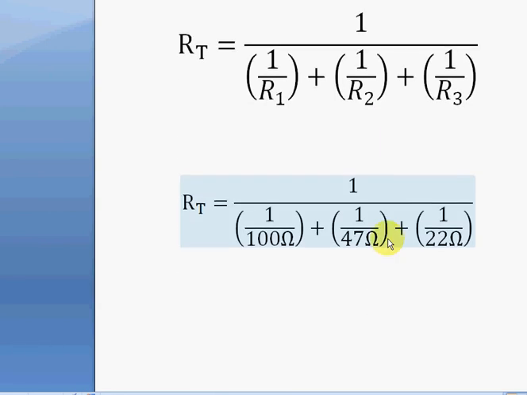What this looks like from an equation standpoint, to figure out the total resistance in example 6-7 on page 184, is we take the inverse of the inverse of 100 ohm plus the inverse of 47 ohm plus the inverse of 22 ohm. Well, let's look at this from a calculator standpoint.